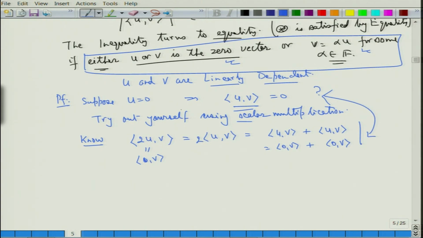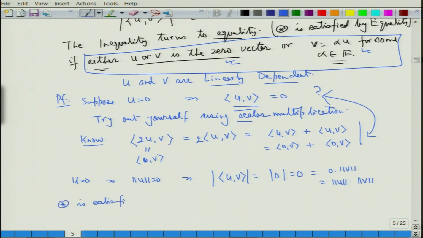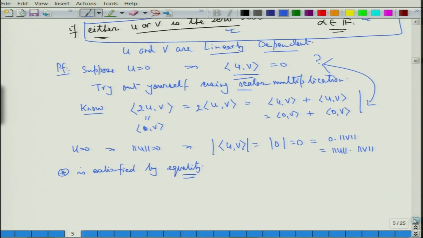So, you can see that suppose u is 0, this implies, and we also know that u equal to 0 implies that length of u is 0, implies this is equal to this, which is the same as 0 is equal to 0 times norm of v, which is norm of u into norm of v, all right. So, star is satisfied by equality, all right. So, you can see that at least here we are able to do it, equality.